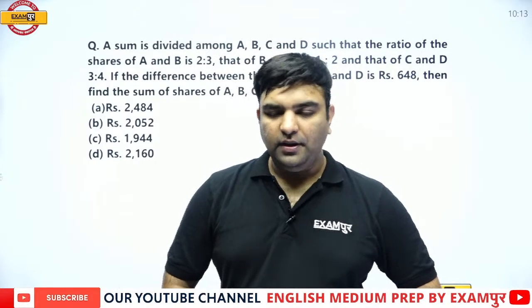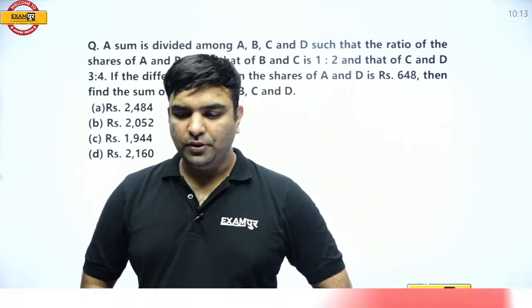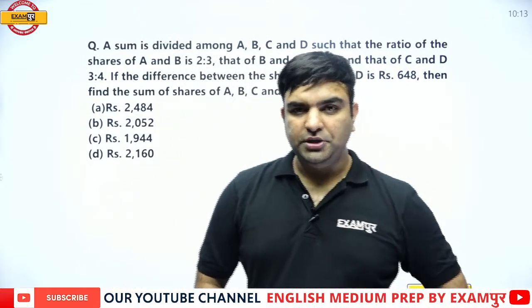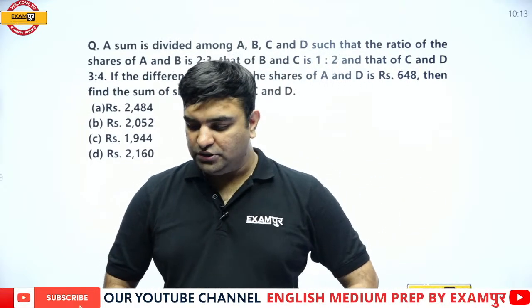A sum is divided among A, B, C, D such that A and B ratio given, B and C ratio given, C and D ratio given. The difference between the shares of A and D is given, what is the sum of shares of A and D?